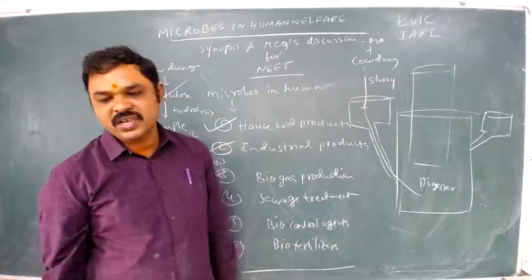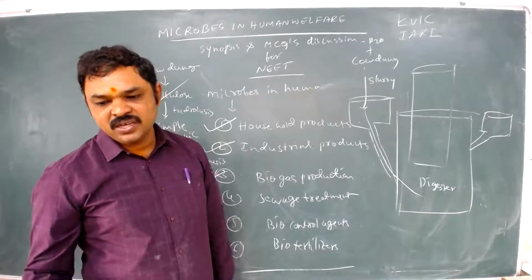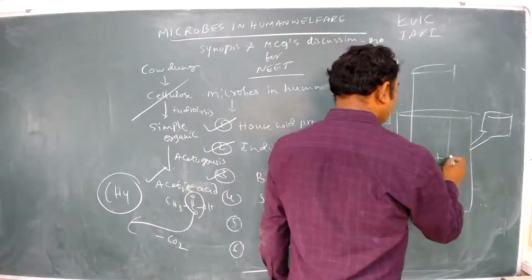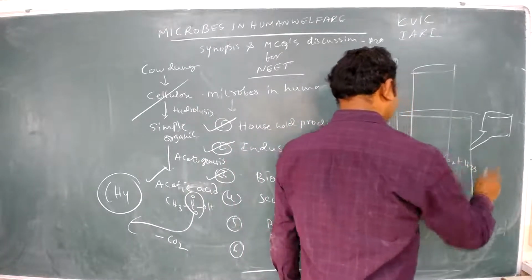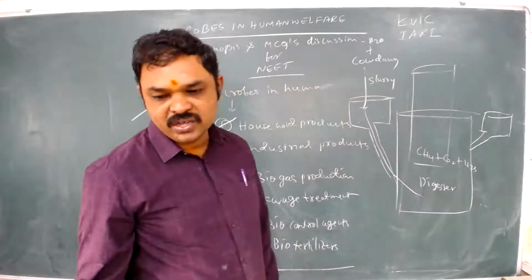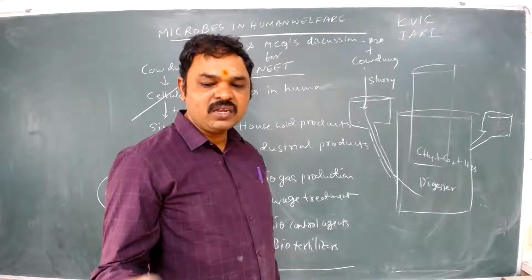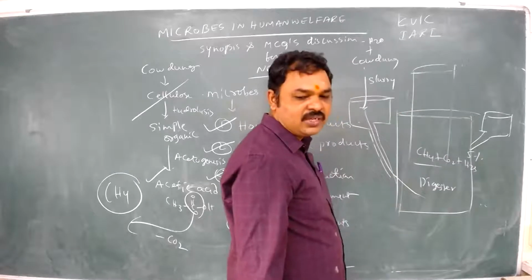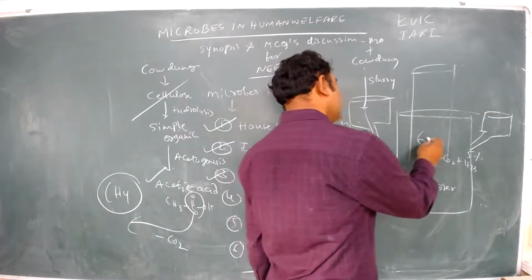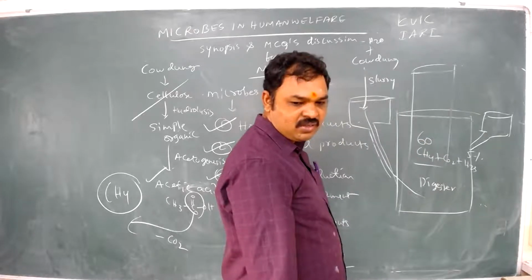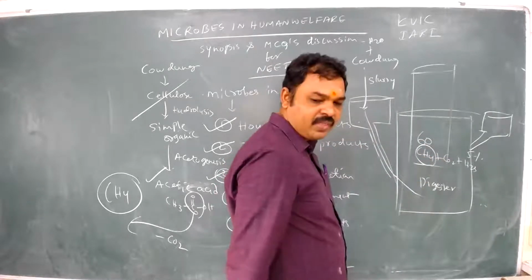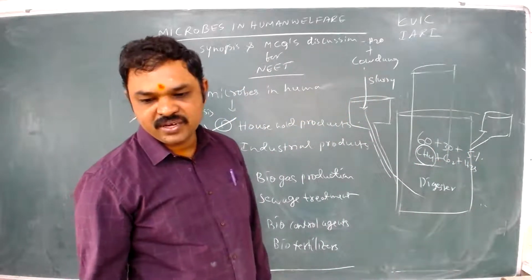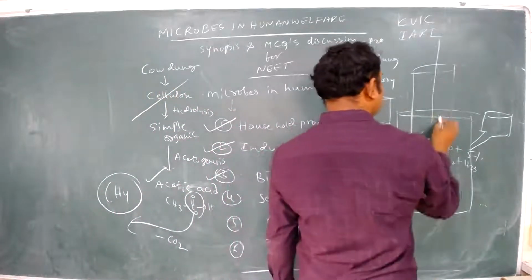In the digester, what process goes on? There is hydrolysis, acetogenesis, and methanogenesis. Finally, due to methanogenesis, what can be released? Methane can be released, CO2 can be released, and a little amount of hydrogen sulfide or hydrogen is also released. That negligible amount is generally a maximum of 5%. Most of the case, 60% methane, 30% CO2, and 5% hydrogen sulfide. Such gas is taken outside through this pipe.